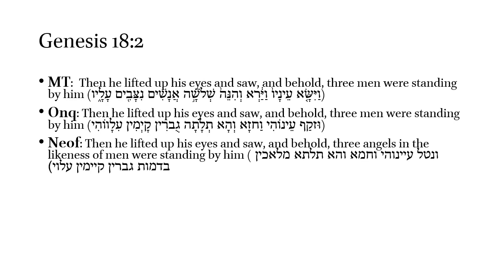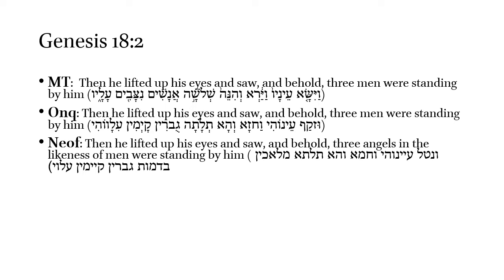Neophiti deviates a bit. Then he lifted up his eyes, and behold, three angels in the likeness of men were standing by him. Here we have the three visitors that come and speak with Abraham, which are often interpreted to be angels. And Neofiti makes it clear that this isn't just three men, it's three angels in the likeness of men. So there we have a small insertion into the text.